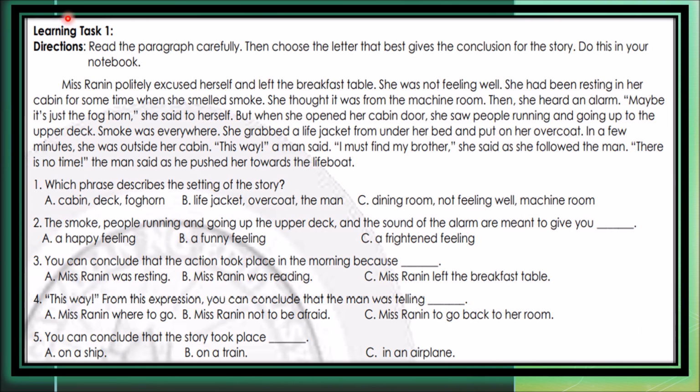So for learning task 1, let us read the paragraph carefully, then choose the letter that best gives the conclusion for the story. Do this in your notebook. So this is the story again of Miss Runnin.